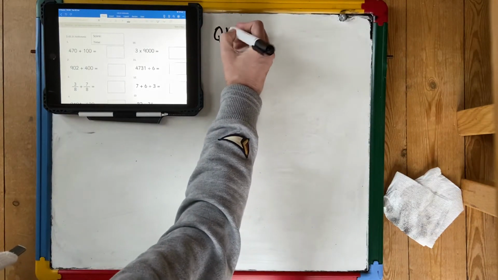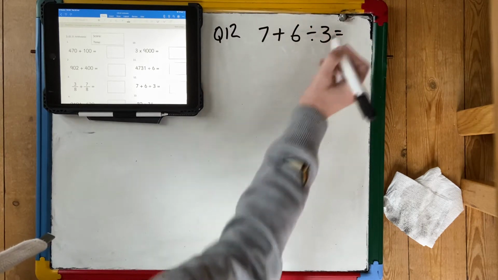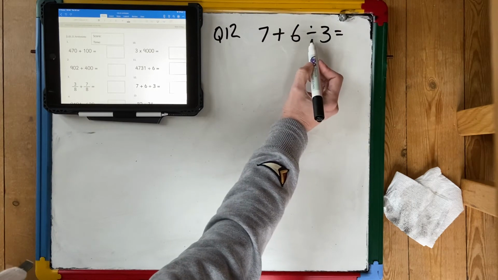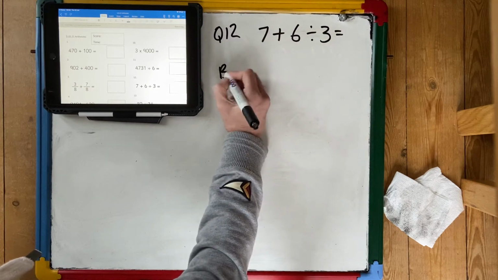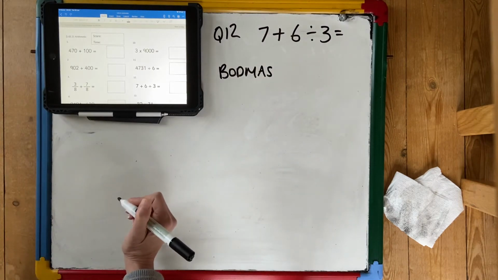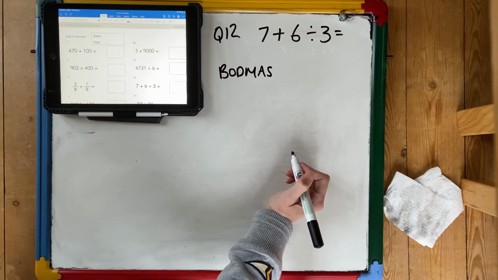Question 12. 7 add 6 divided by 3. So remember, when you have mixed operations within a calculation, you need to use BODMAS. Now you have already had a lesson on BODMAS, so this should be really easy for you.